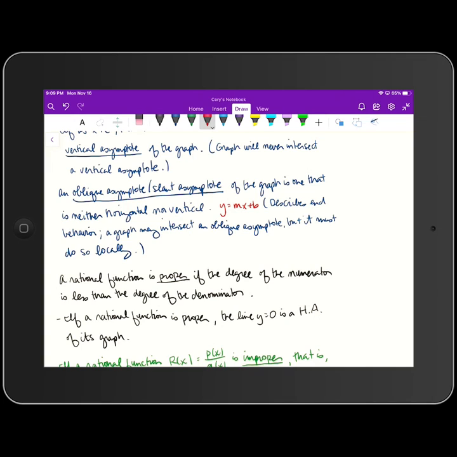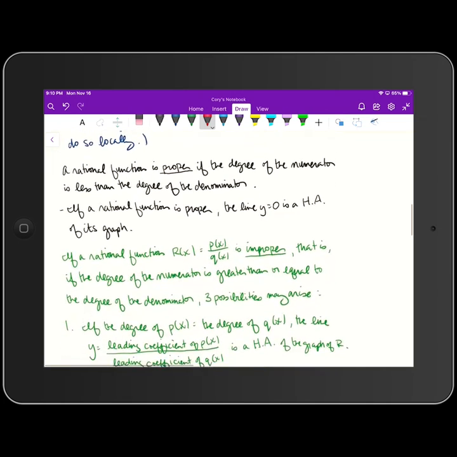And just as we said with horizontal asymptotes, oblique asymptotes also describe end behavior, and a graph may intersect an oblique asymptote, but it must do so locally. So it has to do so in the neighborhood of the origin. Okay, so let's get into some other definitions that I want to look at, and then we'll get into some examples tying everything that we've looked at so far in this lesson together.